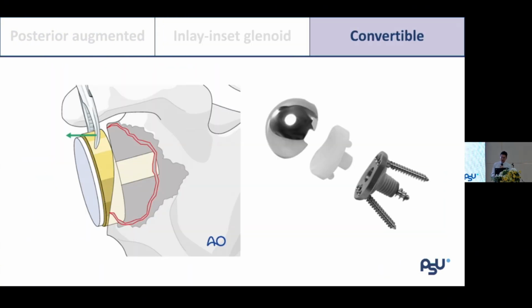Removing a cemented glenoid component causes bone loss and complicates baseplate implantation. The convertible glenoid implant helps preserve a well-fixed component when converting from total shoulder arthroplasty to reverse shoulder arthroplasty.